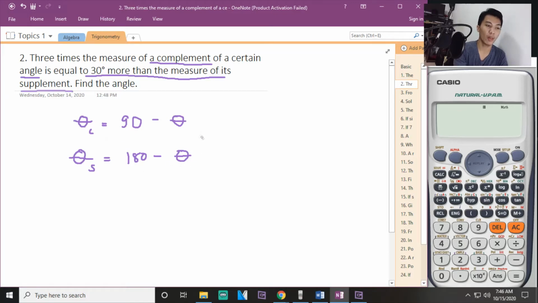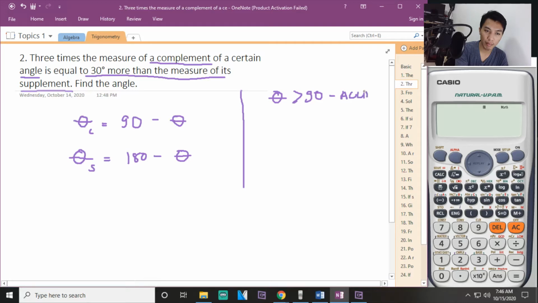Pwedeng ganon. Pero alamin muna natin kung ano ba yung mga angles na meron tayo. What if your angle is less than 90 degrees? What do you call this angle? This is acute. What about your angle is equal to 90 degrees? This is what? Right angle.